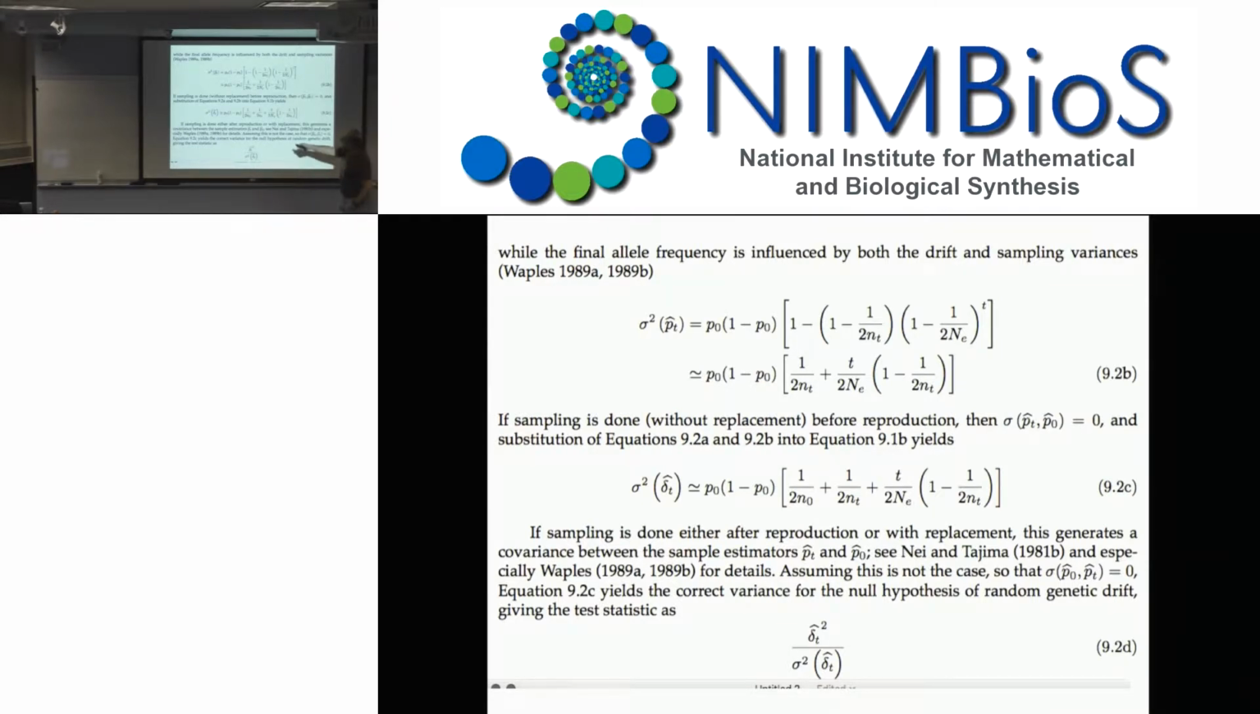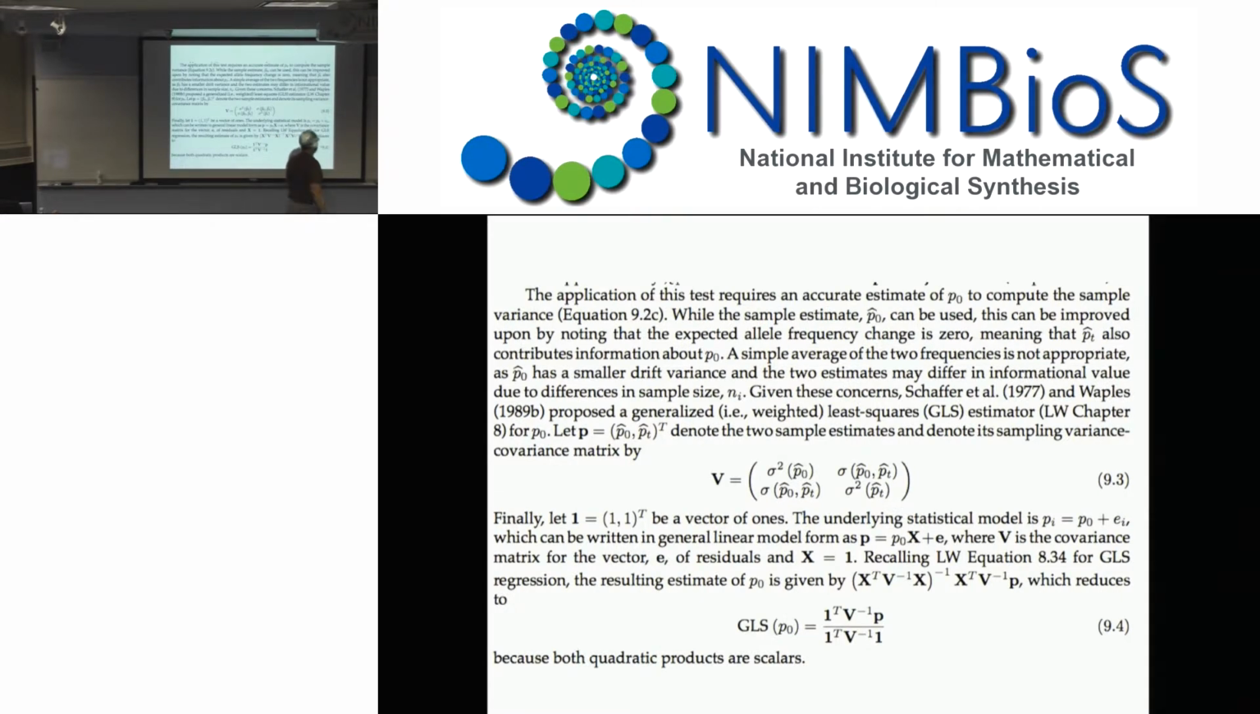Wait, there's more. What do you take as P0? Well, I've got a sample at time 0 and a sample at, say, generation 15. You might say, oh, P0 is simply your sample point at time 0. But you know that the sample point at time 15 also has information about P0. So you combine those two and get a better estimate, and that gets us into the general linear model.